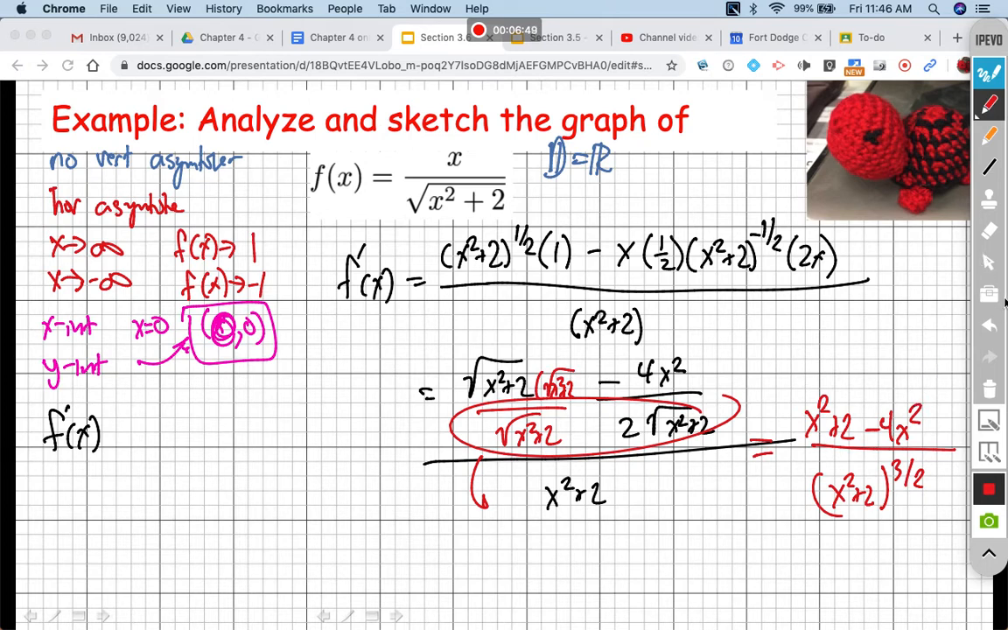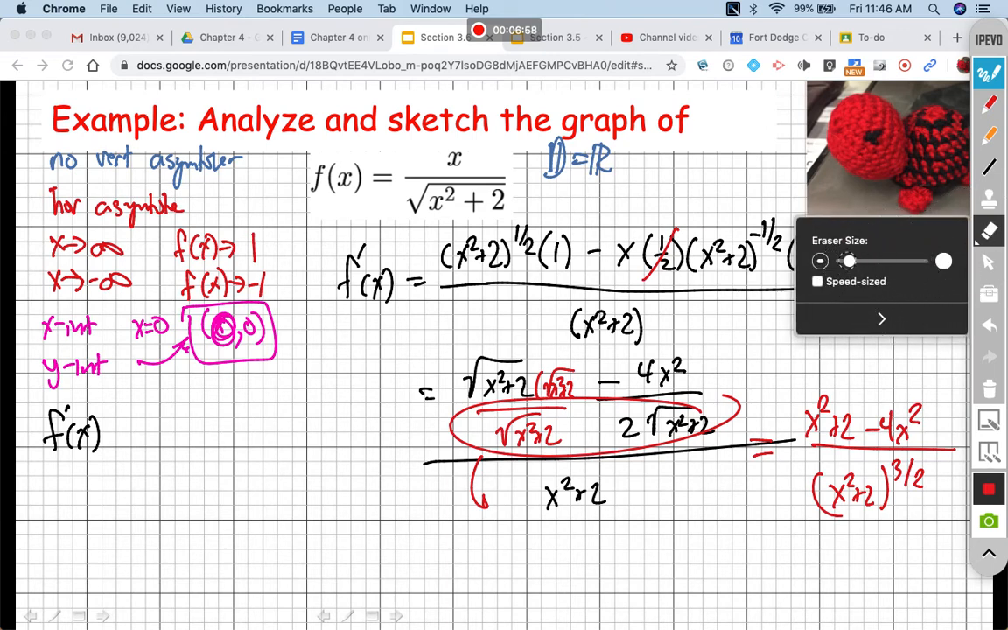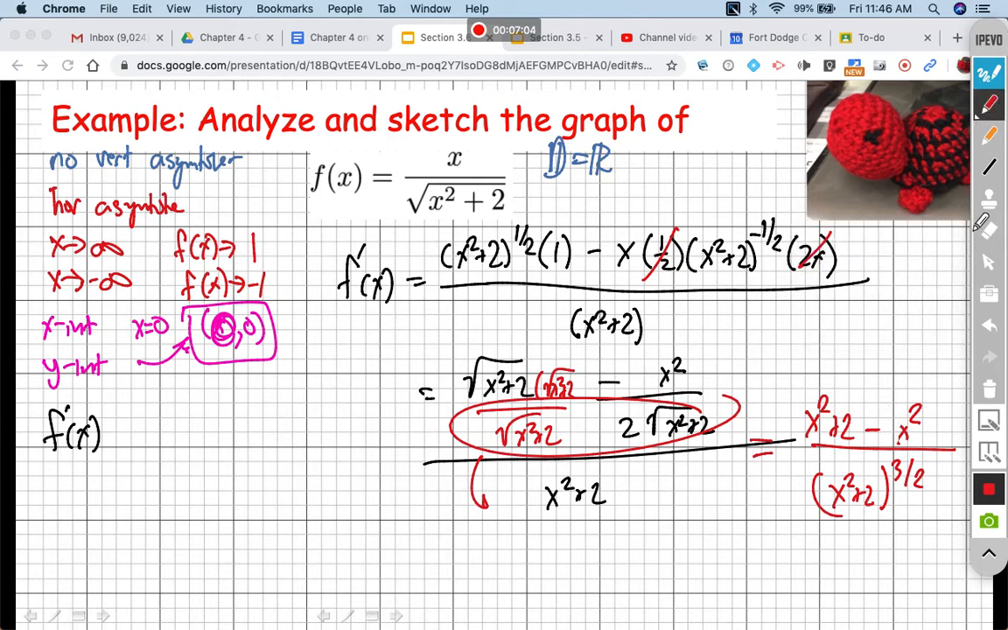Oh, I messed up here. Sorry about that. 2 times 1/2 cancels out. So let's fix that. This isn't a 4x squared, which makes everything so much nicer because those cancel out. And my first derivative is just going to be 2 over x squared plus 2 to the 3 halves.